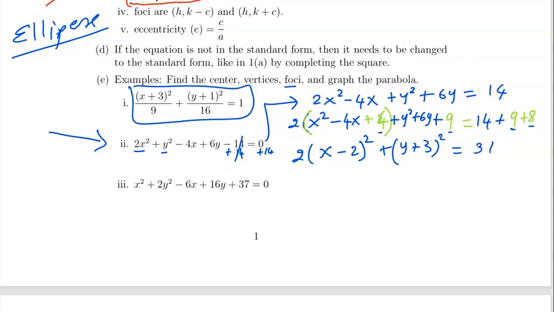Okay, now we're going to divide. Remember that the standard form has to have 1 on the right side, so you have to divide by 31. It doesn't look like a nice number there, right? But we don't have much choice here. Yes, 31.